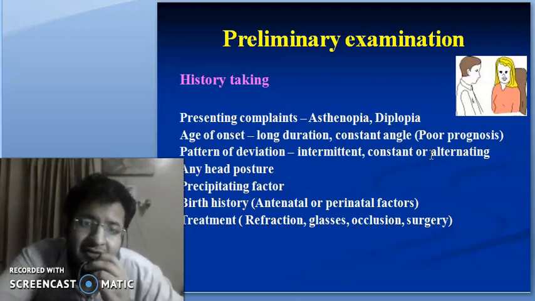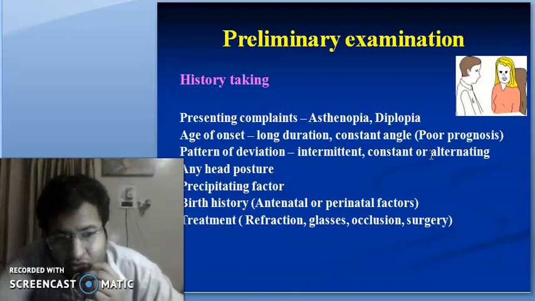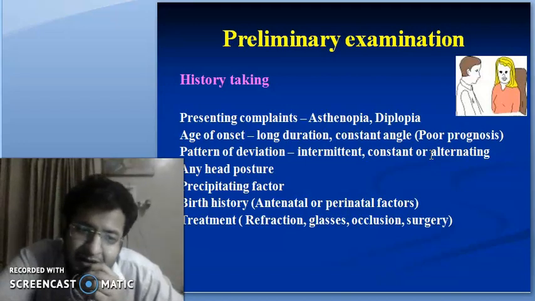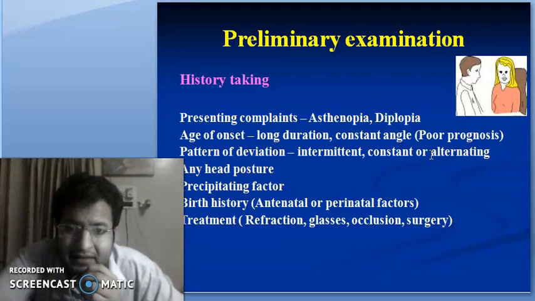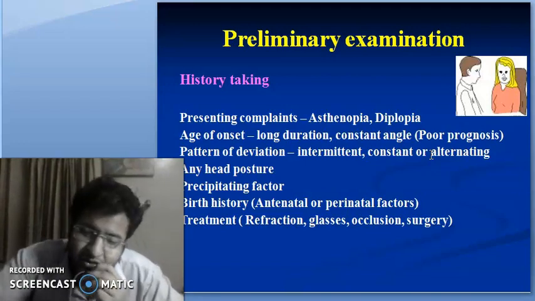What is the pattern of deviation we have to look at, whether it is intermittent, that is, appears sometimes when the eye is fatigued, whether it is constant or it is alternating. We have to look for any change in the head posture of the patient. We have to look at old photographs of the patient to see the change in the head posture. We have to see if there are any precipitating factors which precipitate this strabismus. We also have to ask about the antenatal history, the perinatal factors of the child. We have to see what treatment already has been given, whether refraction has been suggested, glasses, any occlusion or patching has been given, or surgery has been done.